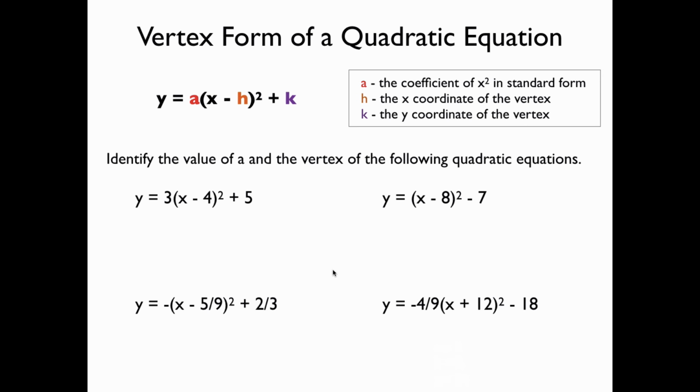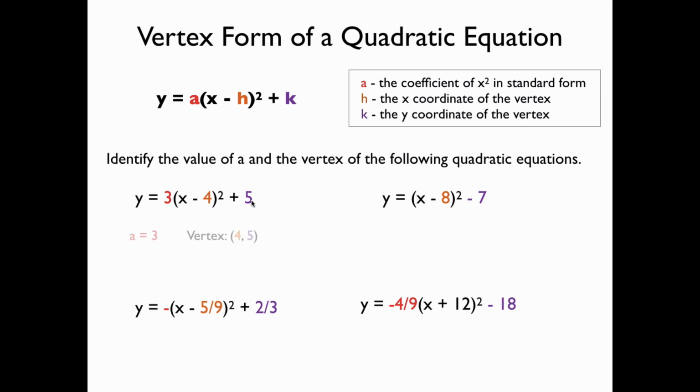All right, let's see how you did. So in the first one, the value of a is going to be outside the parentheses here, and that's going to be 3. The value of h, like I said, comes after the negative sign or the subtraction sign, so this reads x minus and then 4. So 4 would be the x-coordinate of our vertex, and then, of course, we have a positive 5 on the outside of the parentheses. And so the value of a is 3, and the vertex is 4, 5.